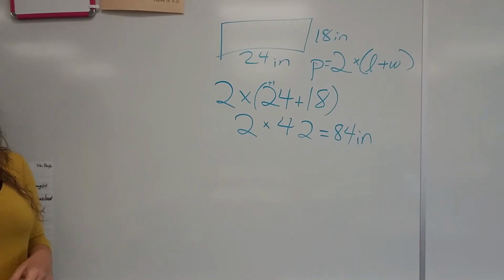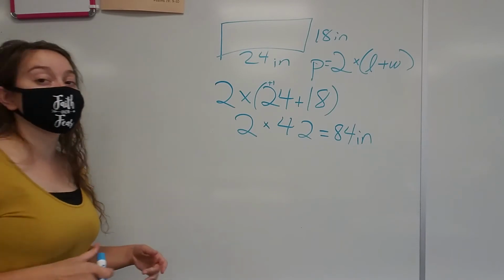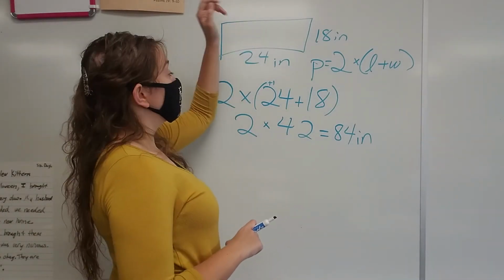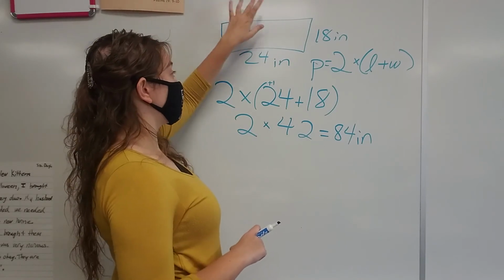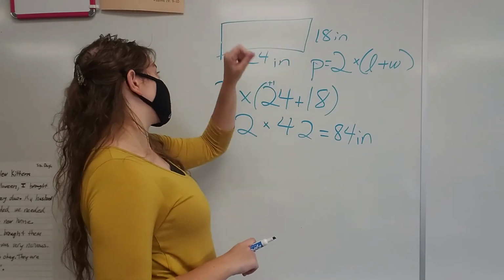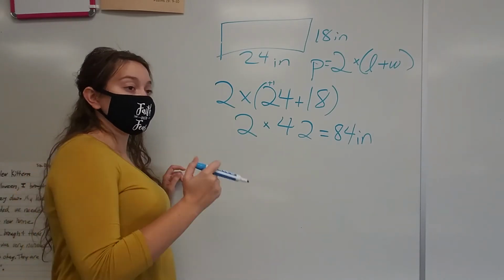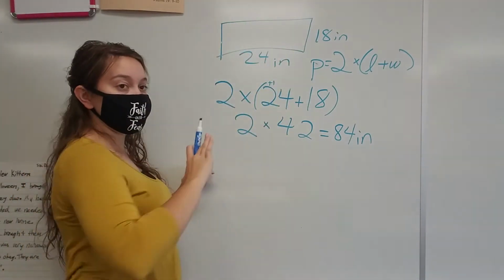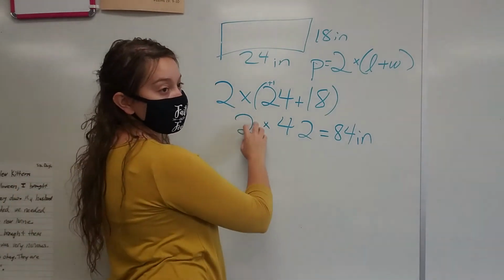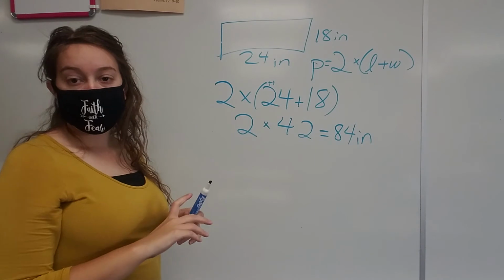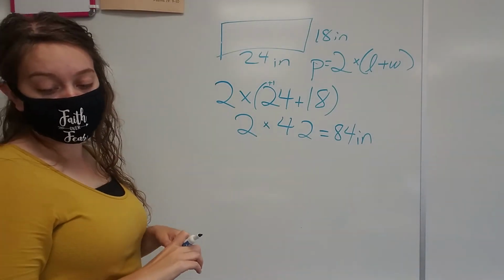These are just different ways, but if it's easier for you to just do, okay, 24 plus 24 is 48, plus 18 plus 18 and do it that way, that's fine. As long as you get perimeter by adding all the sides, it's fine. I'm just showing you how this works. Okay? All right, look at number 4.